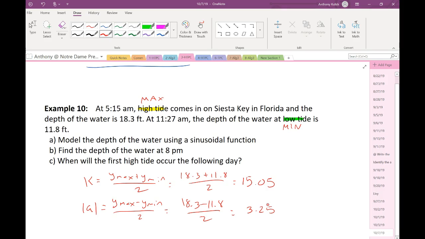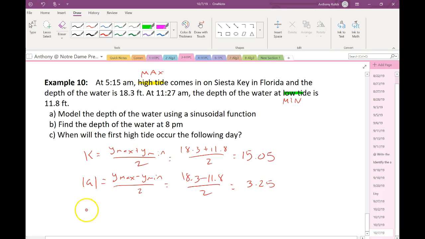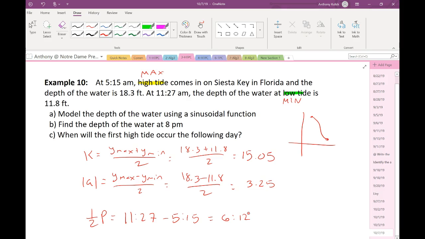Okay. To find the period, I need to look at, well, how much of a period do we have going on here? We go from max to min. That's half a period, right? So that's going to be 11:27 minus 5:15, which is 6 hours and 12 minutes. But we should probably convert this into a decimal, right? Because I can't really add or do computations involving time with it written as hours and minutes like this. You guys agree with that?